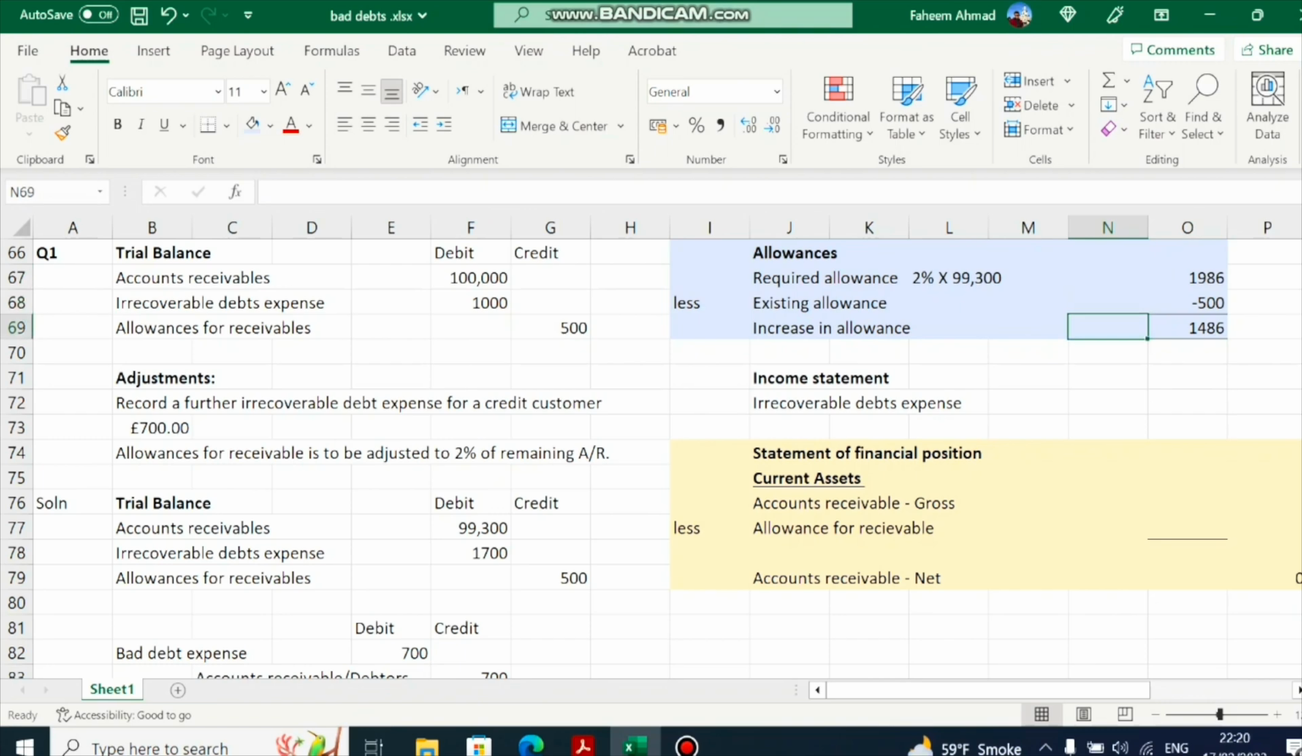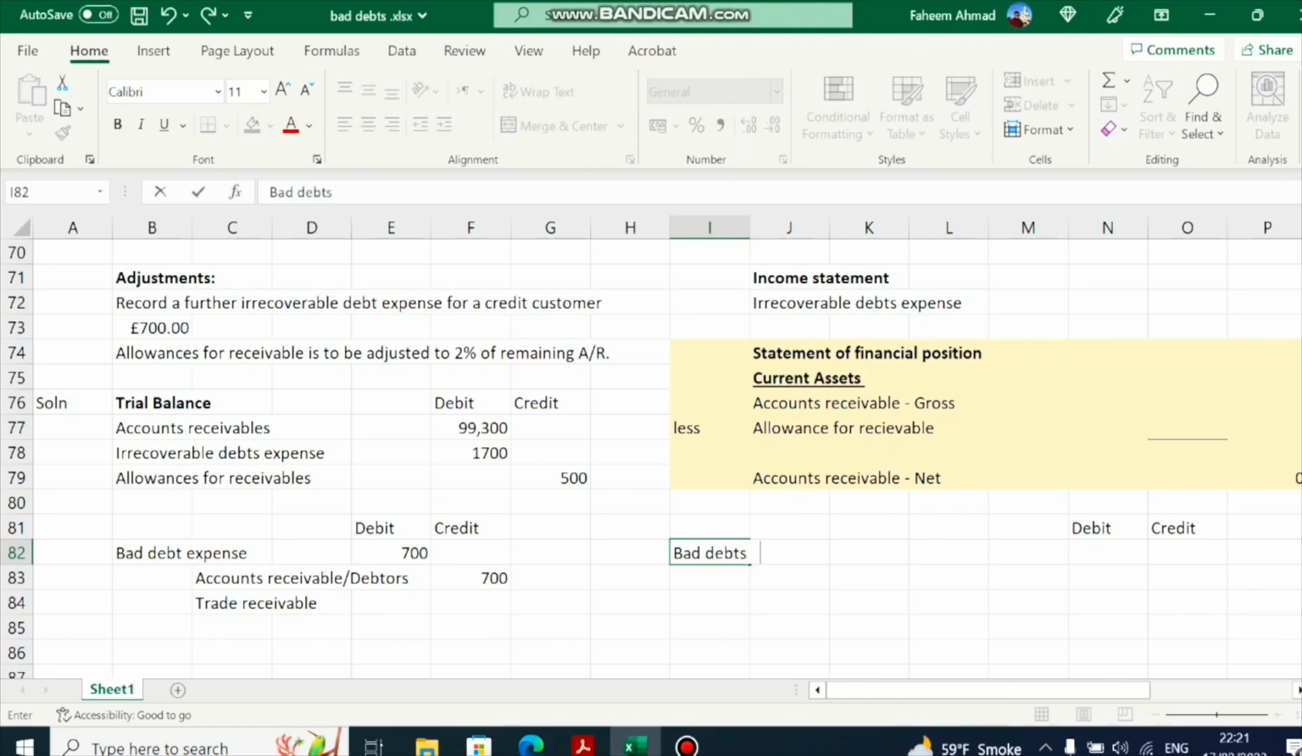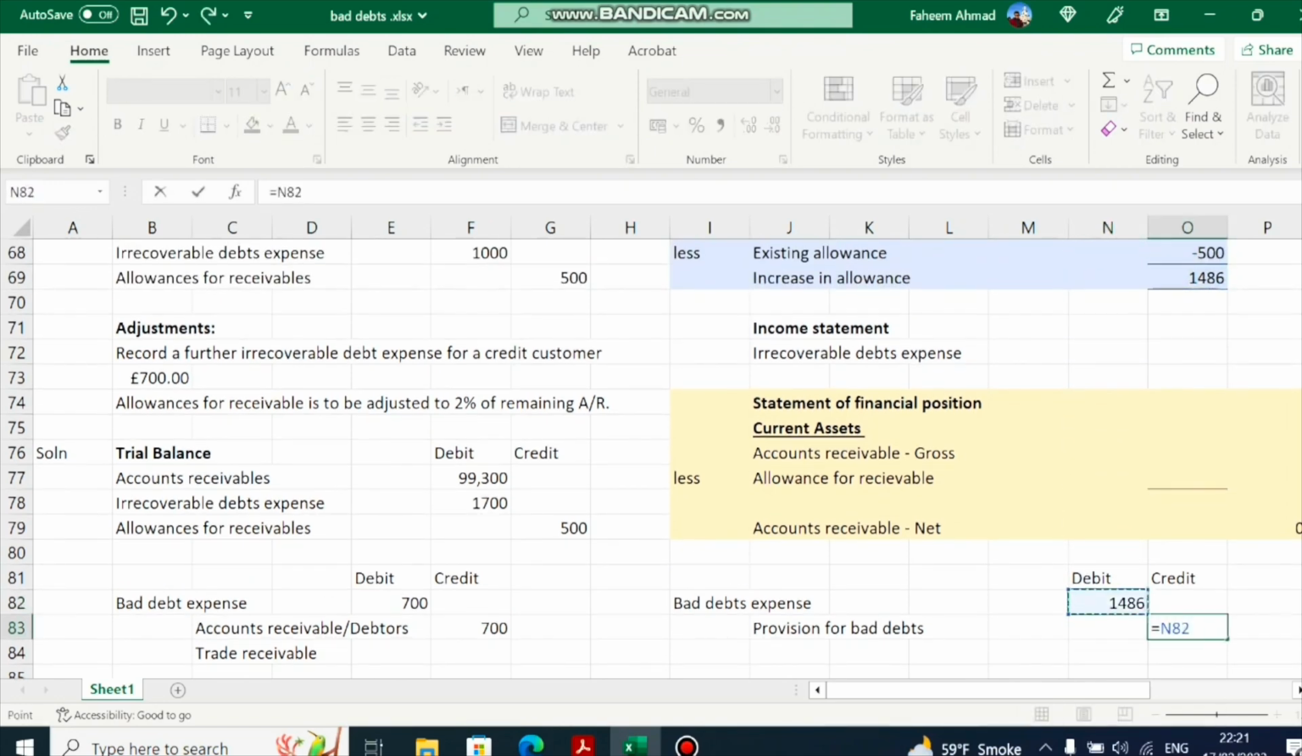So the difference, if the resultant answer is positive, that will be an increase in allowance. If the resultant answer here is negative, then that will be a decrease in allowance. So the double entry to record increase in allowance is debit, credit. We debit bad debt expense and we credit provision for bad debts. Provision for bad debts, allowances for bad debts, or provision for doubtful debts, whatever term you can use. So this one, I will pick number from here, 1486.